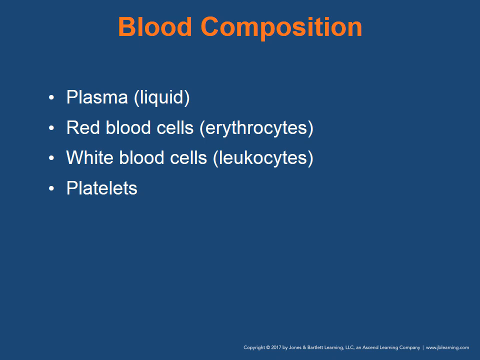White blood cells, or leukocytes, are used to fight infection. They have a cascade system that we'll talk about later. And then the platelets, they're what start to allow for clotting factors.